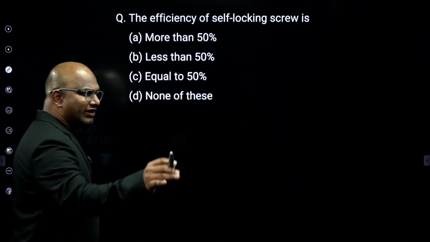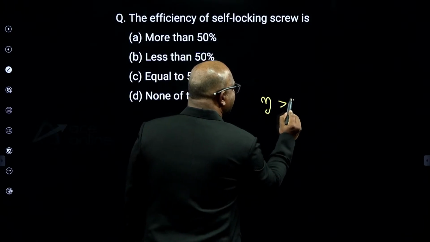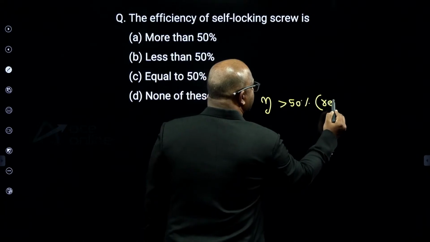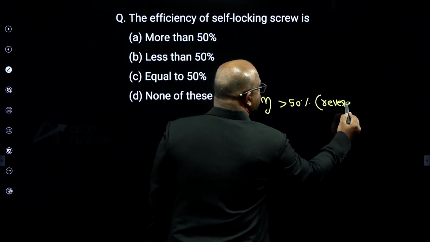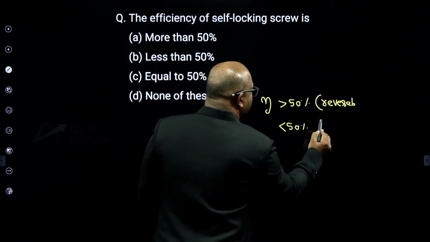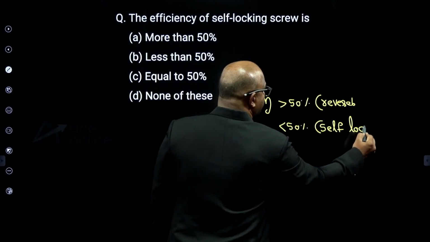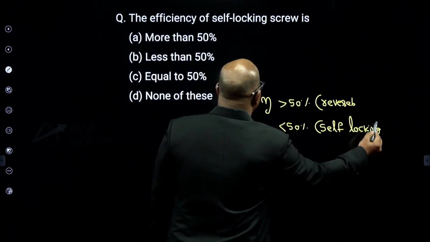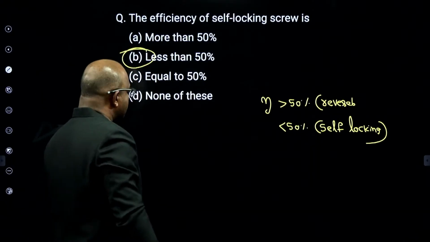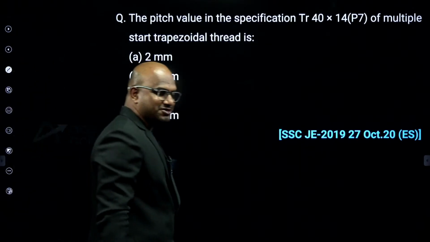The answer is, always remember, guys, whenever efficiency is greater than 50%, it is called a reversible machine or reversible screw. If it is less than 50%, it is called self-locking. Self-locking screw, the answer is what exactly? Should be less than 50%, guys.